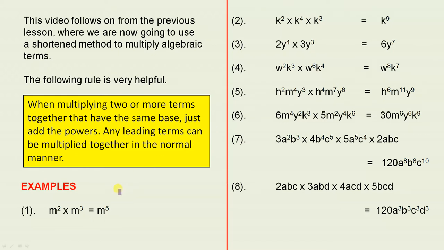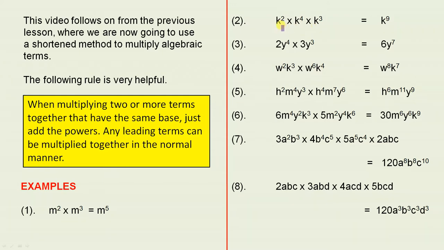Now let's have a look at some examples. The first one is m squared times m cubed. So you can see that the base in each case is m. These are the powers. Because the bases are the same, the answer is m to the power of 5. 2 plus 3 is 5.